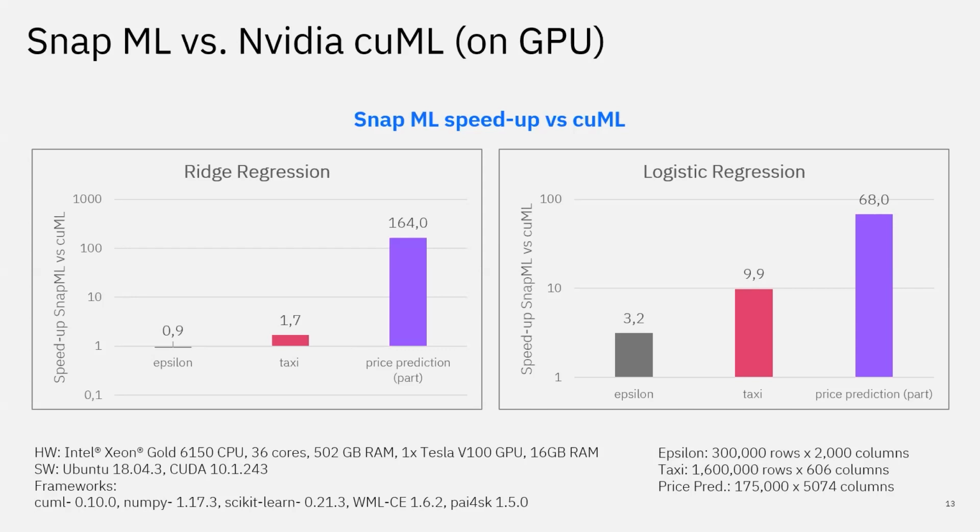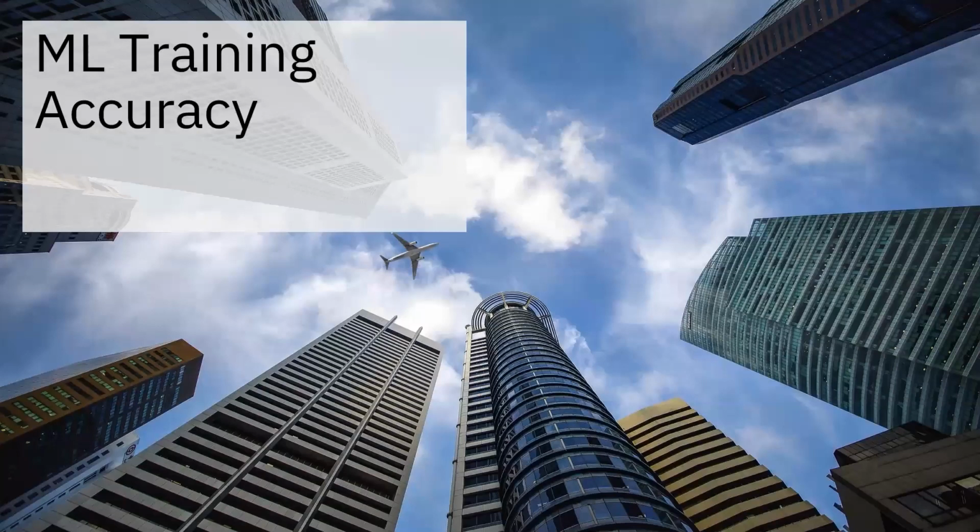So we see in some cases, cuML was ever so slightly better. And in other cases, SnapML was 164 times better, 68 times better on logistic. And these speedups are coming from the fact that we solve the problem using fundamentally different algorithms than cuML. And this is related to the core research technology, which is underpinning the SnapML framework. Okay, next chart, please.